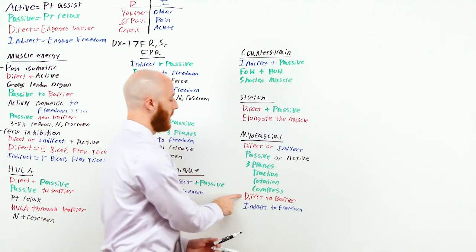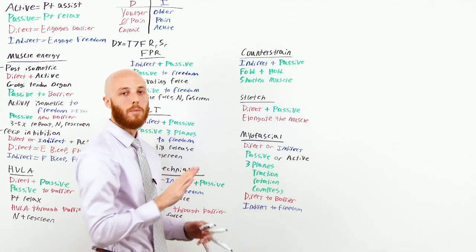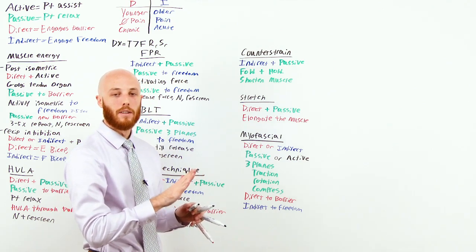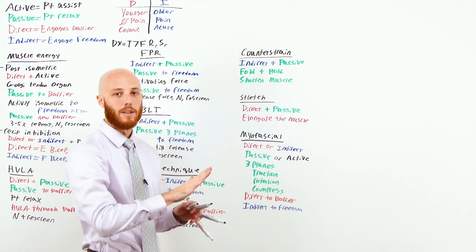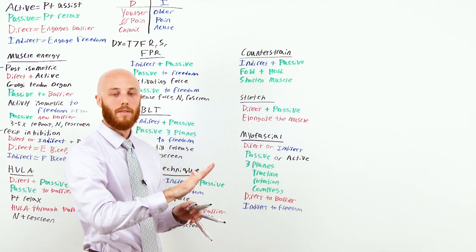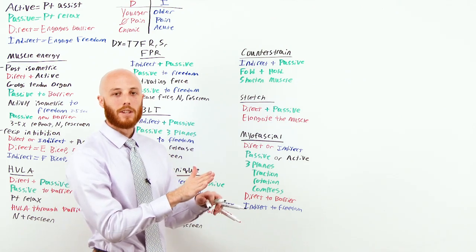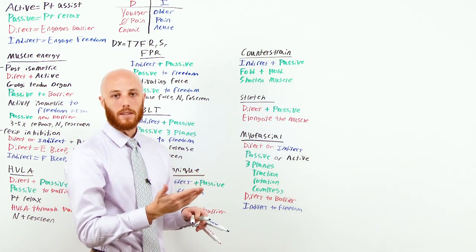So when you're performing this technique and you're putting the patient directly into the barrier, you're going to put the tissue where it doesn't want to go. When you're pushing in that direction, you're going to have a hard end feel. It's going to feel very taut when you move that way. Indirect, you engage the freedom. When you move the tissues in that direction, it softens or loosens.